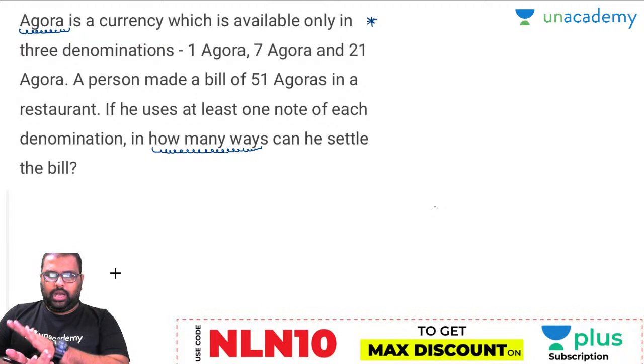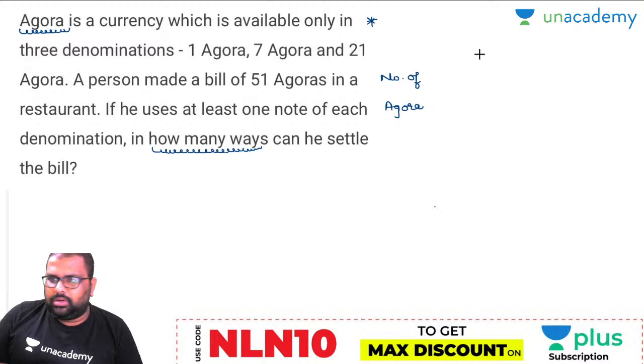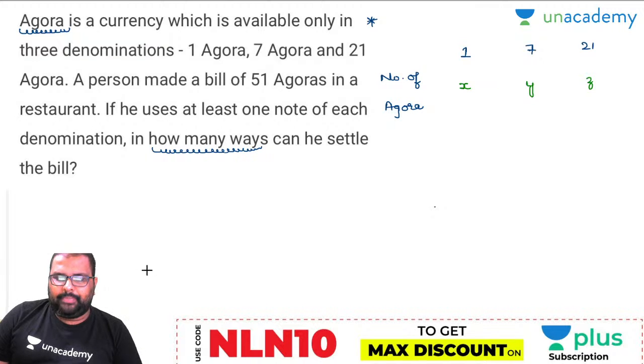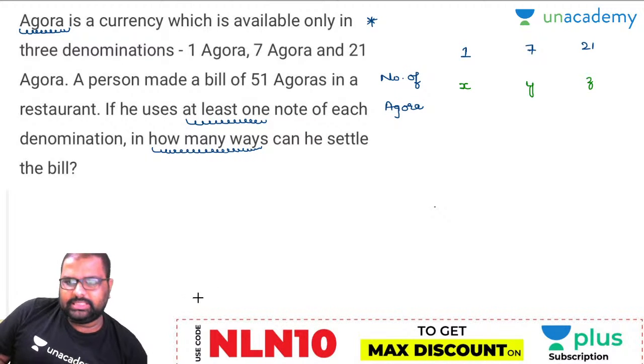Okay. Now see here, Agora is a currency which is available only in 3 denominations: 1 Agora, 7 Agora and 21 Agora. Let us take I have X number of 1 Agora, Y number of 7 Agora, and Z number of 21 Agora. A person made a bill of 51 Agoras in a restaurant. If he uses at least one note of each denomination, there is no chance of zero. In how many ways he can settle the bill is the question asked.